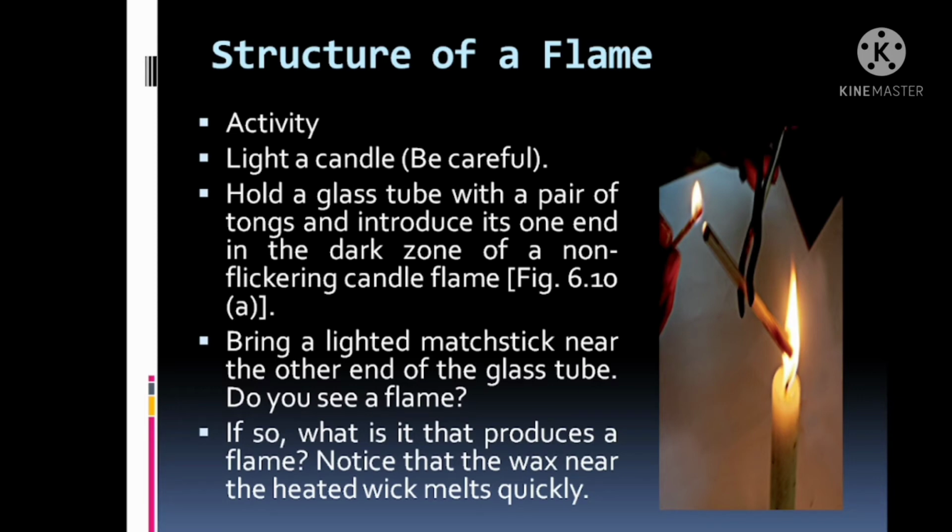So what produces a flame? Notice that the wax near the hot wick melts quickly. That means you can see in this diagram, the wax melts very quickly, because the temperature or the heat is much higher than in some other areas of this flame.